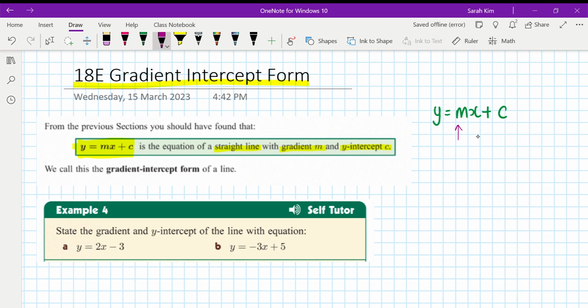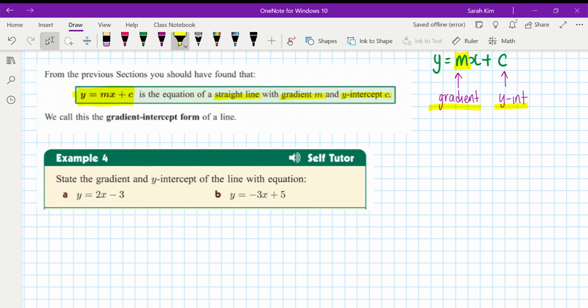Maybe just write gradient and y-intercept. So the m is basically the number in front of the x. So if it's connected to the x, it's called a gradient. And if the number is by itself, c and m can basically be any number, but this one, c, when it's by itself, it's called a y-intercept. So let's have a look at this example.